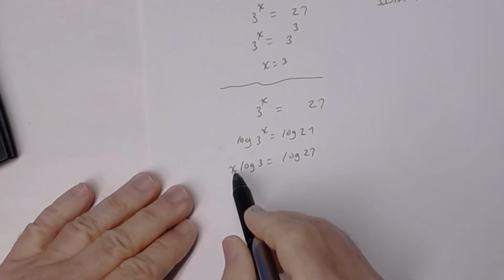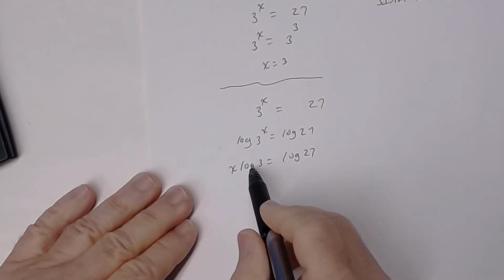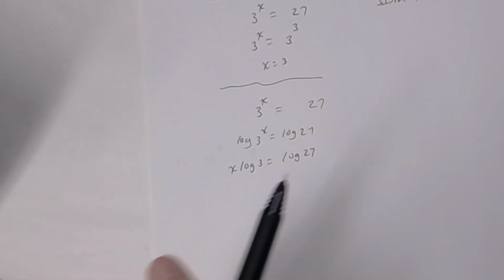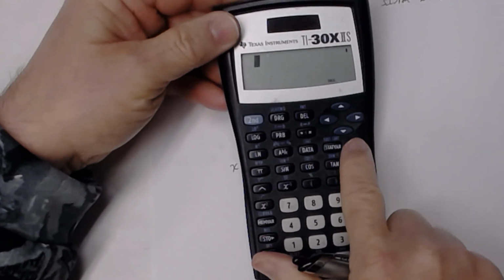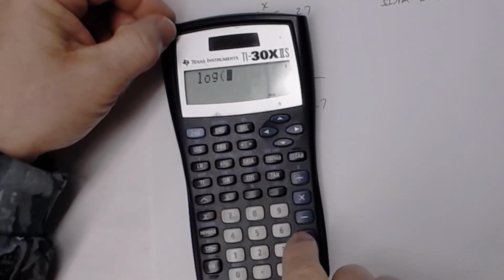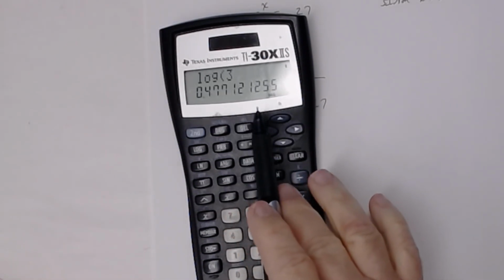Now remember, I have to get x by itself. If you notice, I'm multiplying x by the log of 3. The log of 3 is a real number. For example, if you take the log of 3 and then press equal, you get this real number, right?